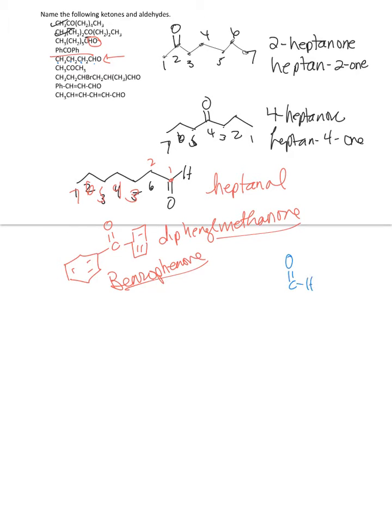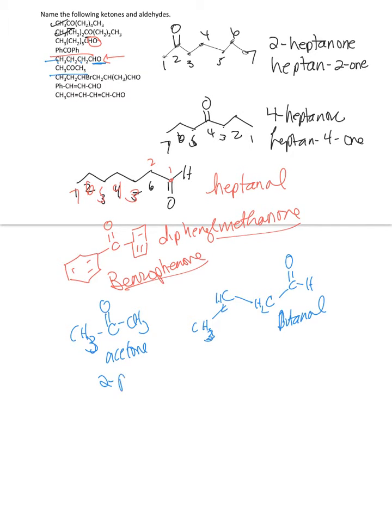Okay, so the next one we have 1, 2, 3, 4. And it's an aldehyde. You can see the CHO. So CH2, CH2, CH2, CH3. That is butanal. Okay, the next one is acetone. So that's the common name, acetone, or 2-propanone.